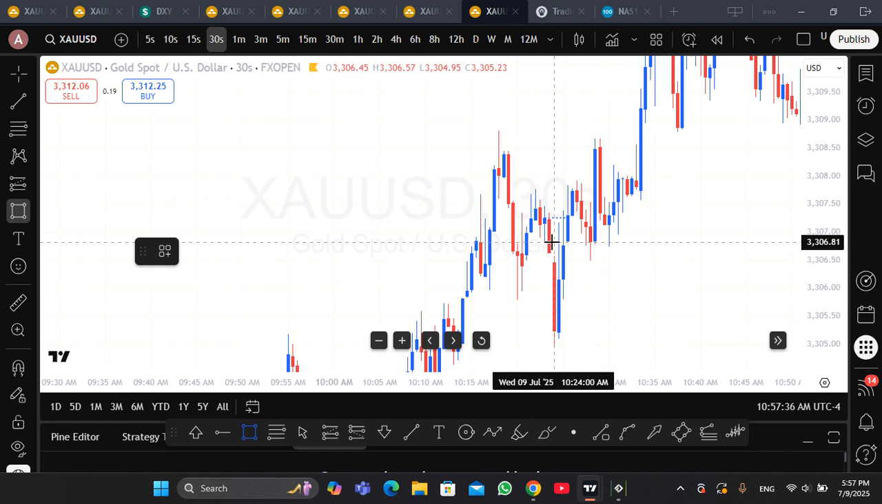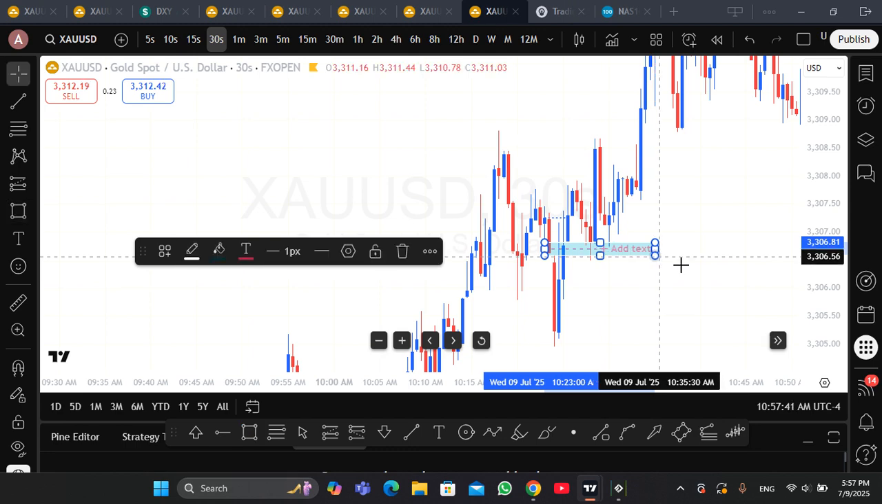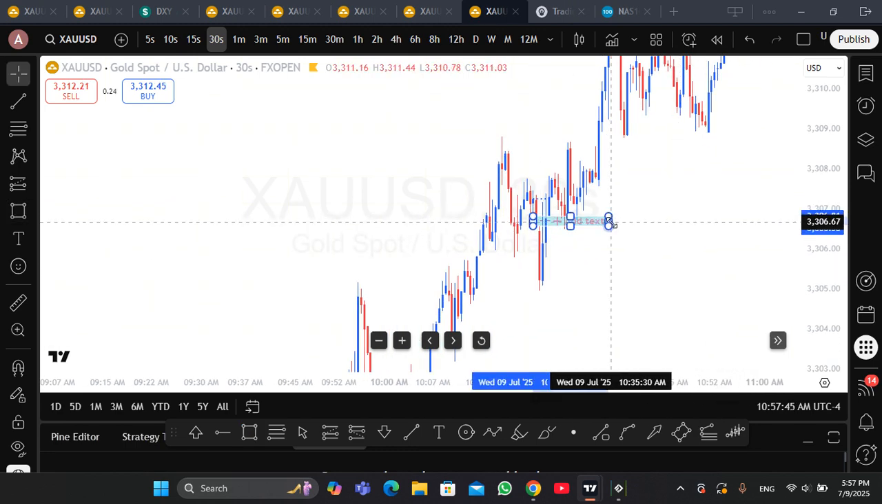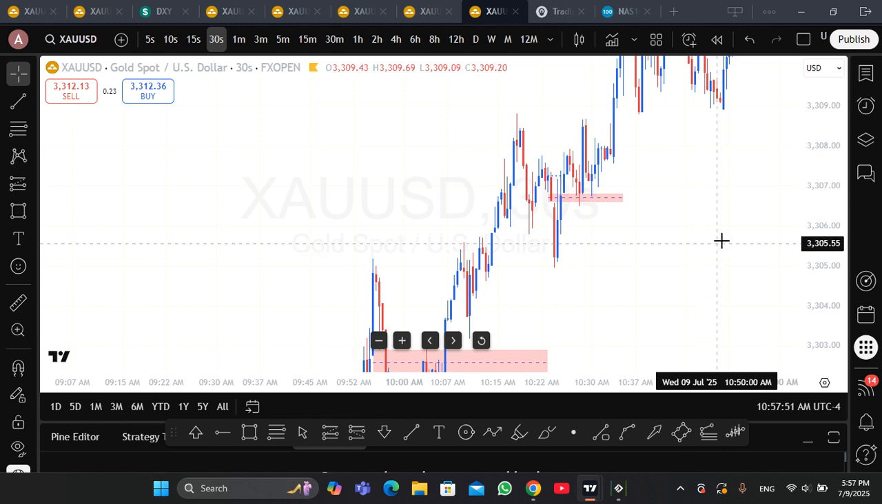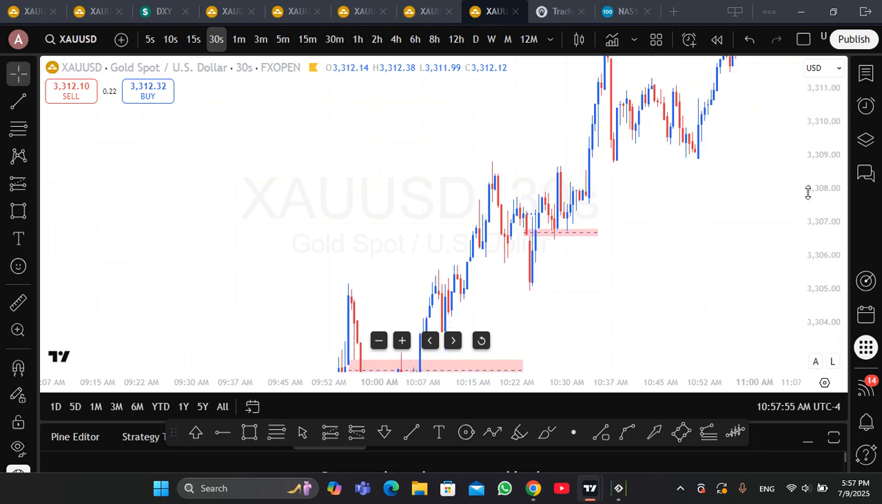You can see it. This is an inverted fair value gap. I enter again in this area. I will change its color to distinguish it.